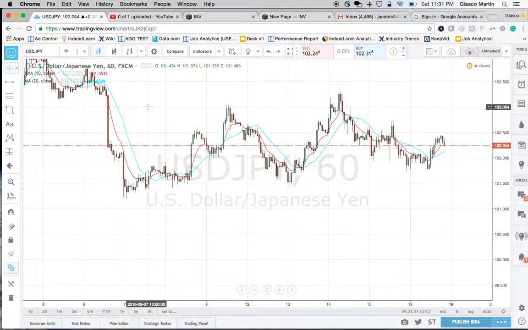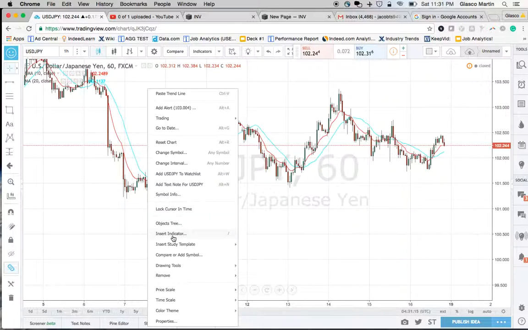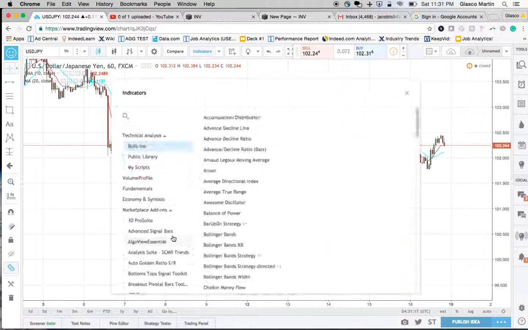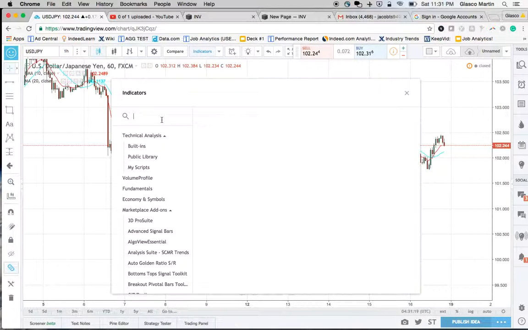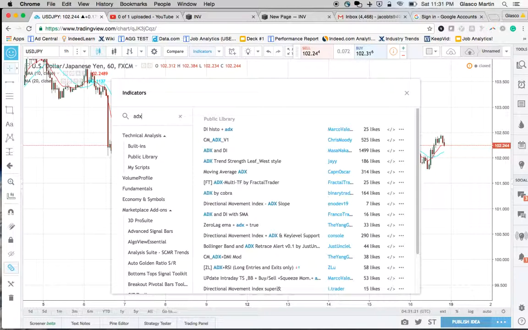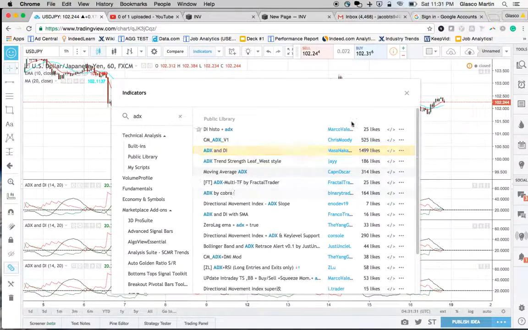To add indicators, right click, go to insert indicator, and type in ADX. You want the one that's the ADX and DI. Some of the other ones are different, and this one will have around 1,500 likes, so just make sure to add that one.